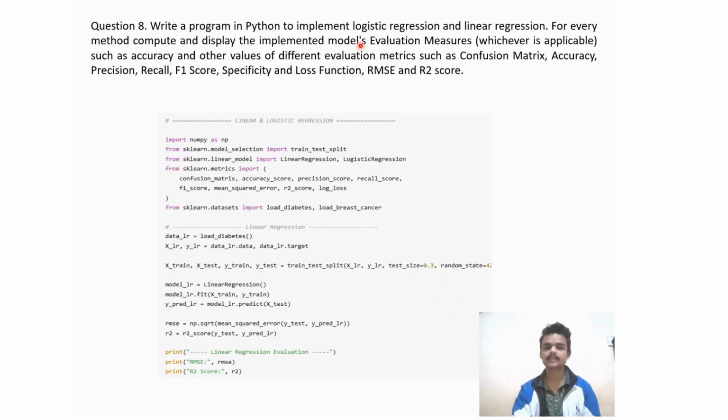So here we need to write Python code to implement logistic regression and linear regression, and for every method compute and display the implemented models' evaluation measures, such as accuracy and other values, and functions like RMSE and R2 score. We need libraries like scikit-learn, NumPy and matplotlib. We will import datasets and apply these inbuilt functions. We will train with X train, Y train, then put linear regression into model_lr, fit it, predict using it, and store it in this variable. Then we take the square root to get RMSE, root mean squared error, and R2 score.